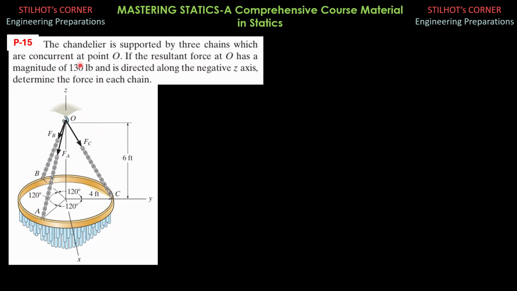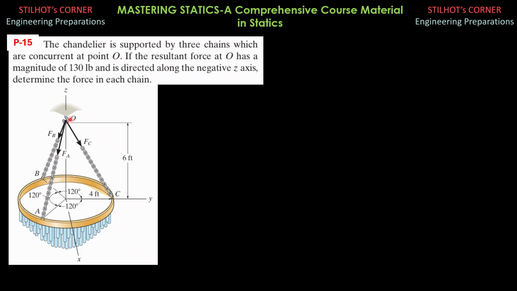Problem 15. The chandelier is supported by 3 chains which are concurrent at point O. If the resultant force at O has a magnitude of 130 pounds and is directed along the negative z-axis, determine the force in each chain.